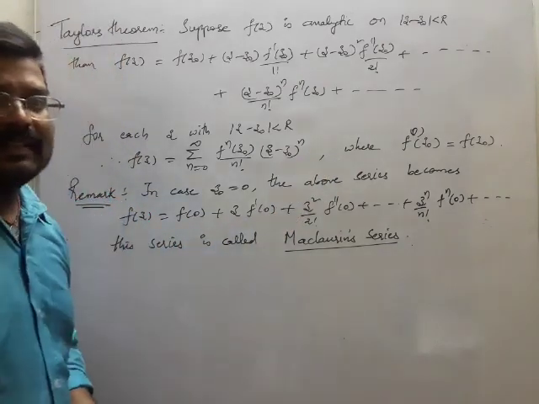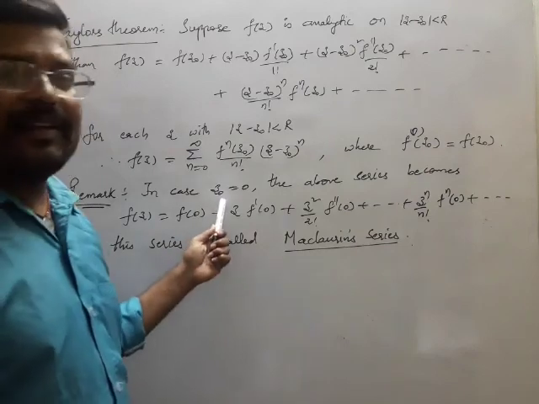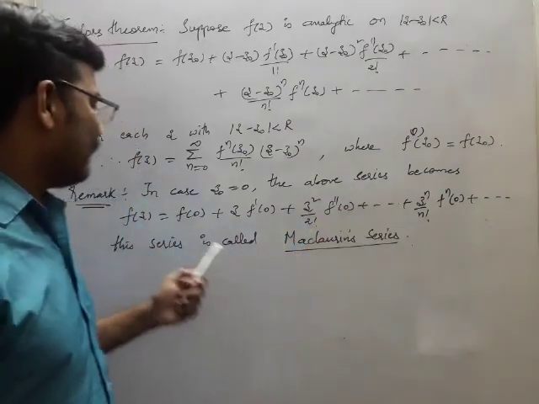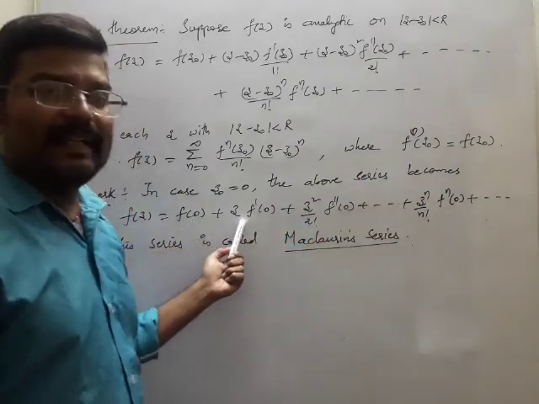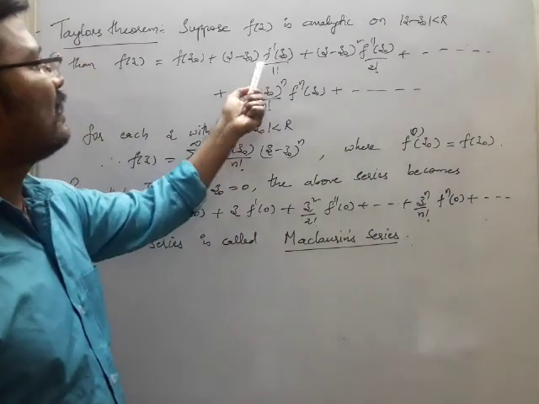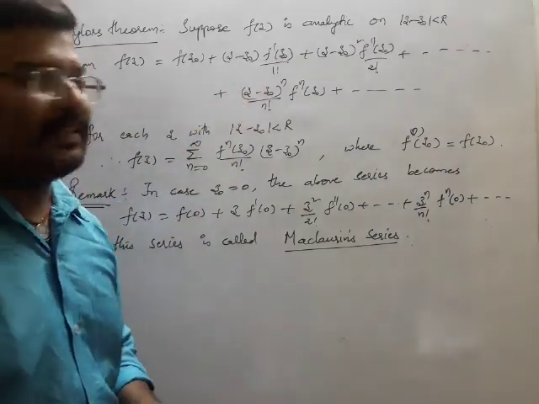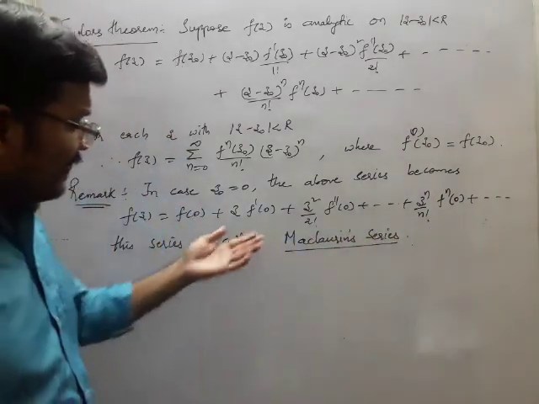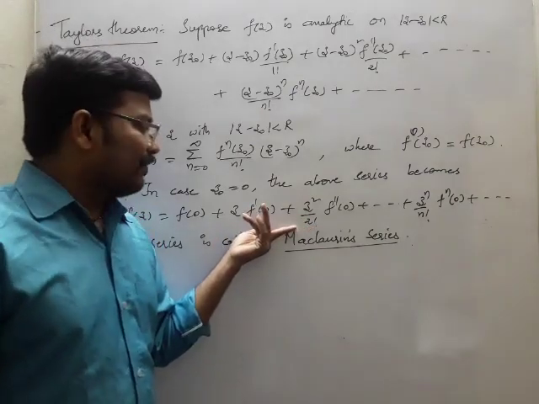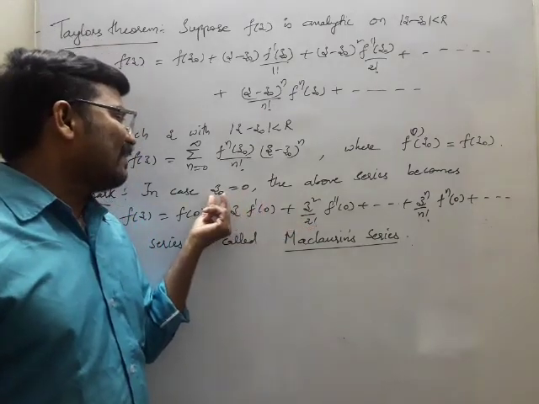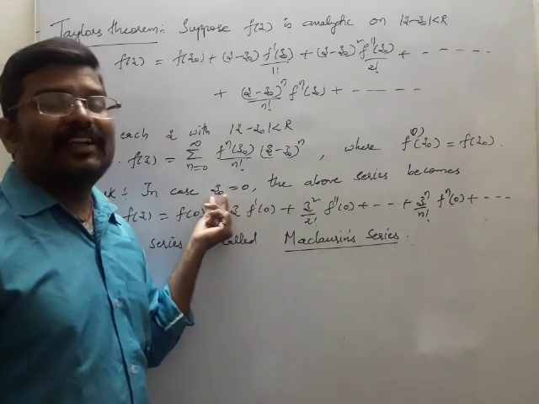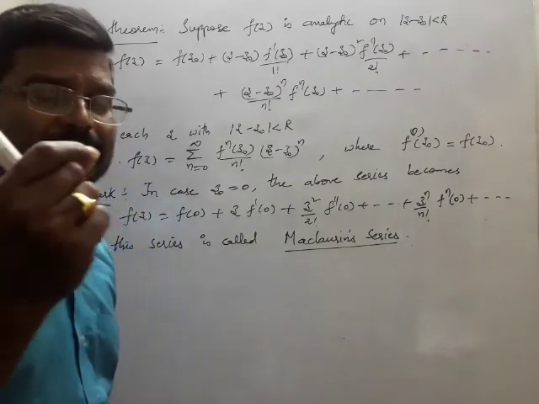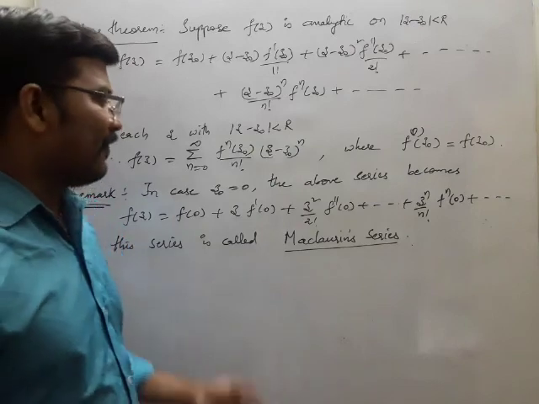So there is a remark. In case z naught is equal to 0, the above series becomes f of 0 plus z into f dash of 0. Wherever z naught is there, we put z naught as 0, so you will be getting the series in this form. This series is called the Maclaurin series. In the Maclaurin series, z naught is 0, which means the point is at the origin, so we substitute z naught equal to 0.